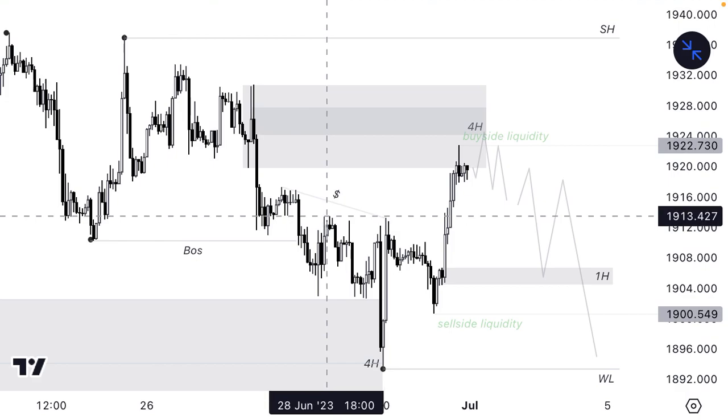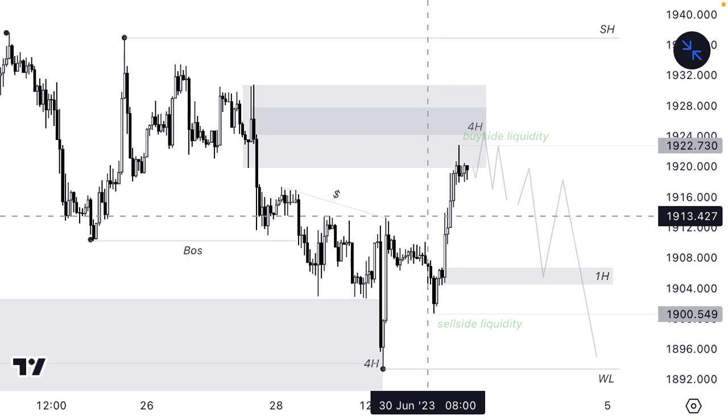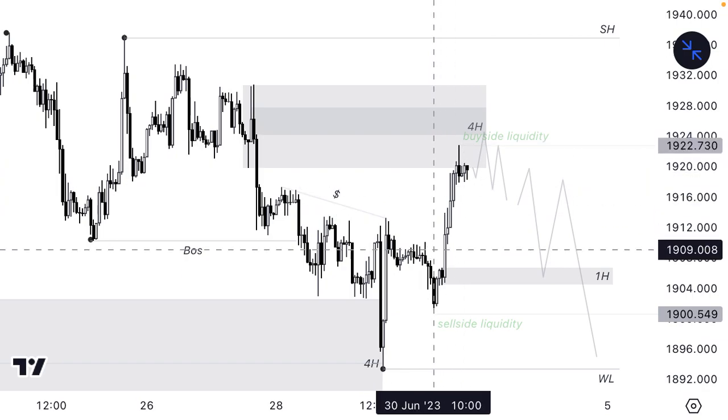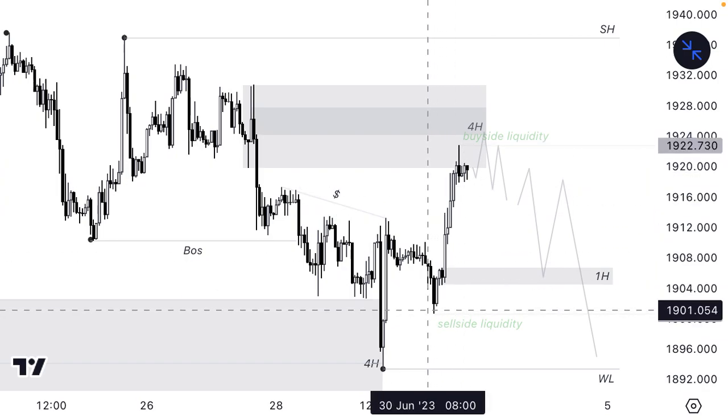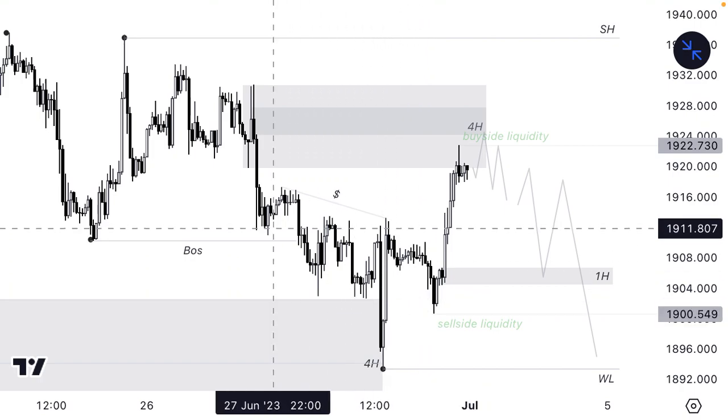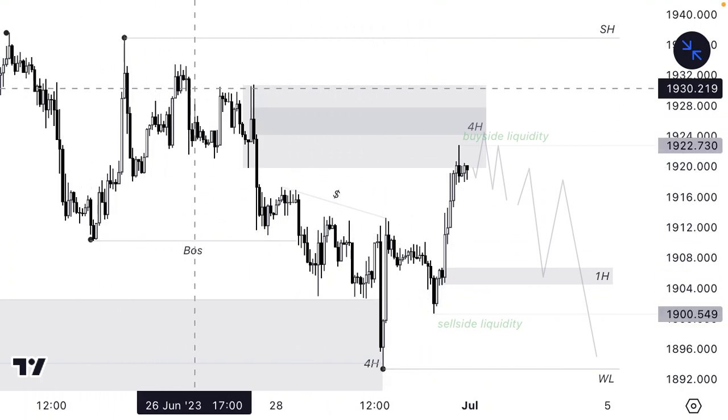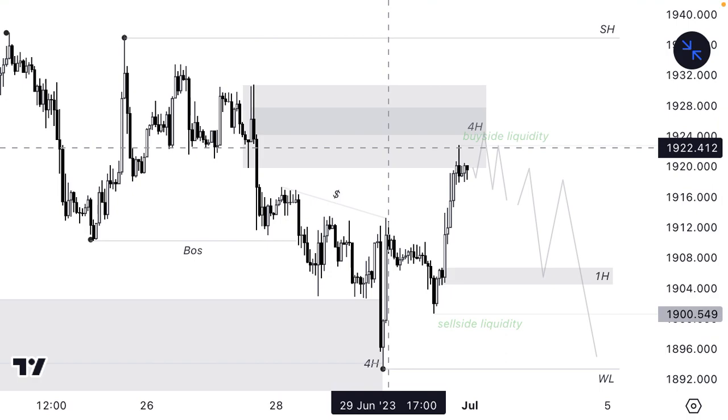Today I decided to share my thoughts on the gold. By the way, this is the 1 hour time frame. Don't be surprised why I first analyzed, marked that and that, then I explain.